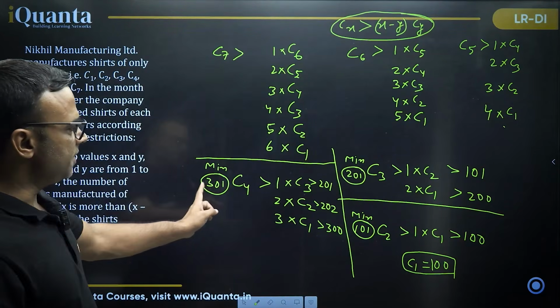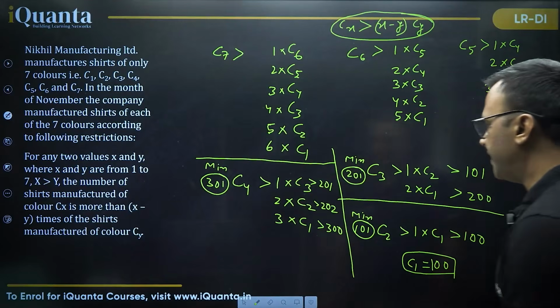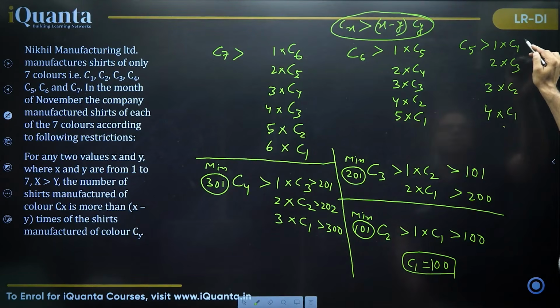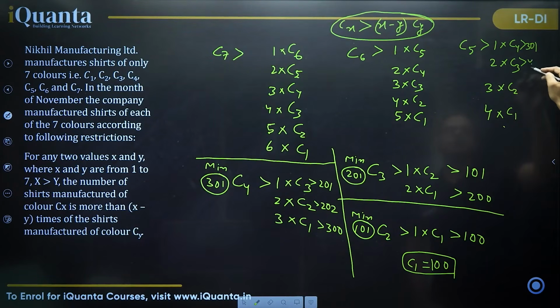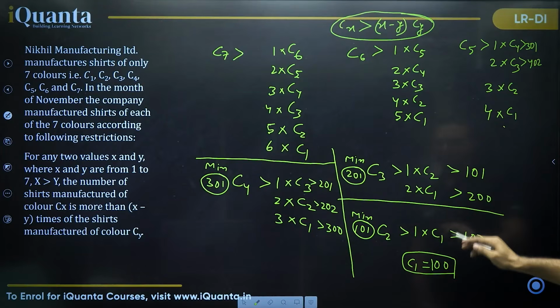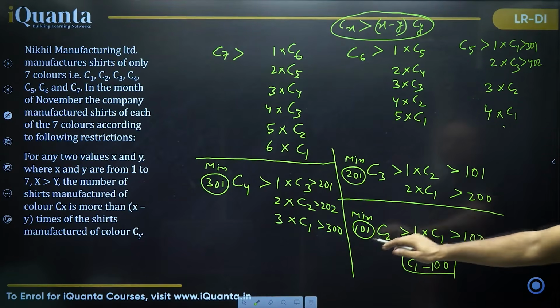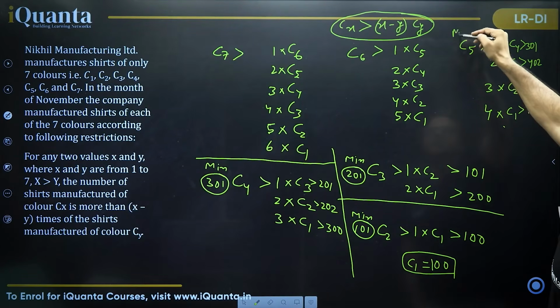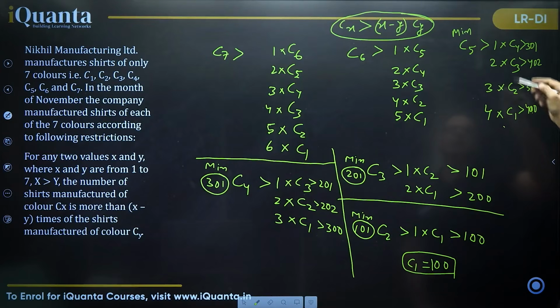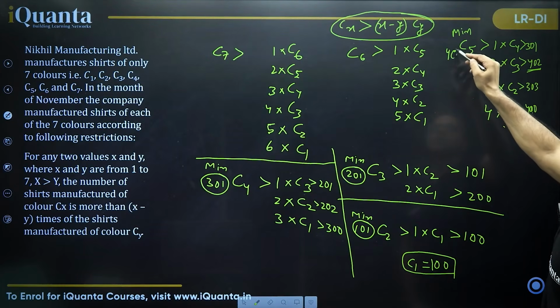Now let's do it for C4 we have. So C5. From C5, you see 1 into 301, so it should be greater than 301. 2 into C3, 2 into 201. I'm taking the minimum value, so it will definitely be more than that. 201 into 2 is 402. 3 into C2, so 3 into 101, that is 303. And this has to be 4 into C1, that is 400. So satisfying all these conditions, the minimum value of C5 will be what? Check it: 301, 402, 400. Right, so 403 is the minimum value of C5.